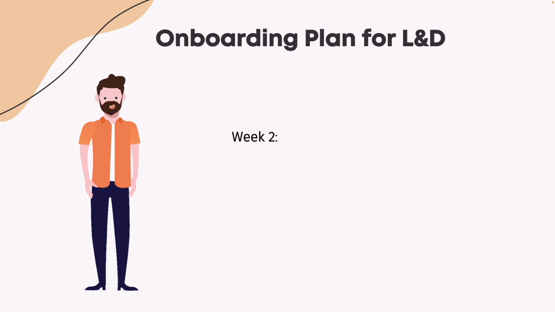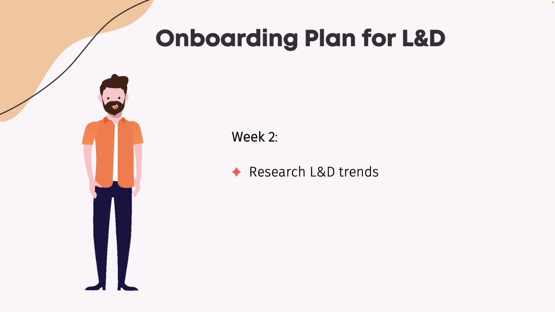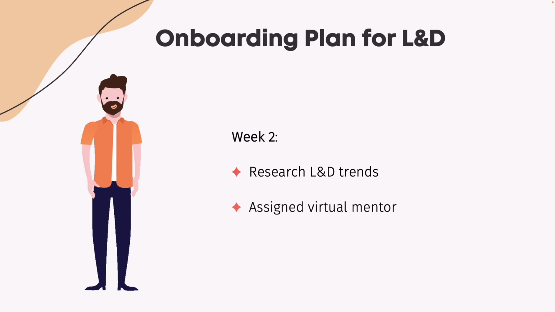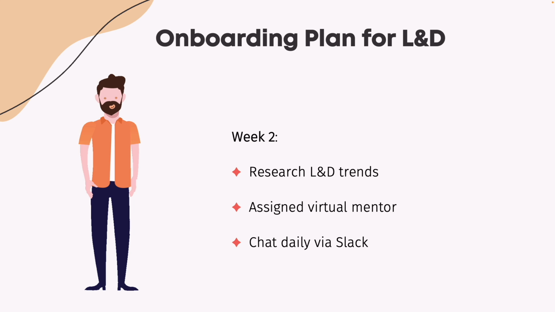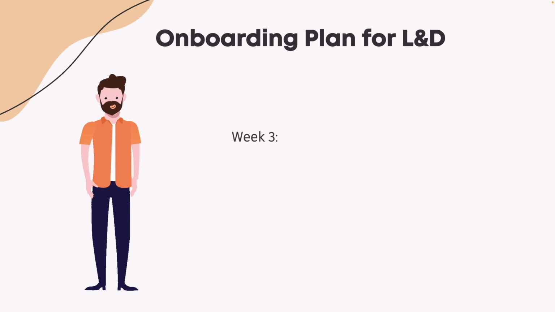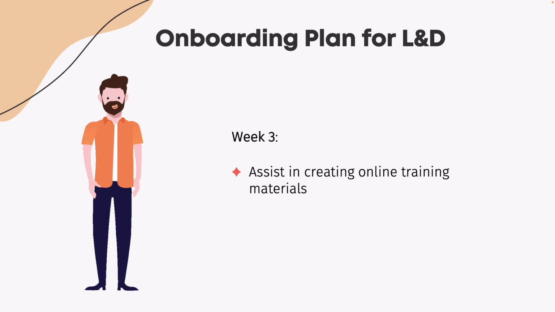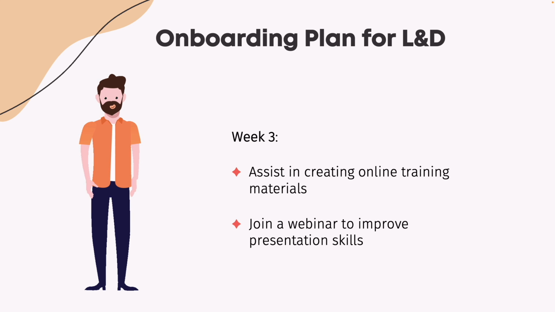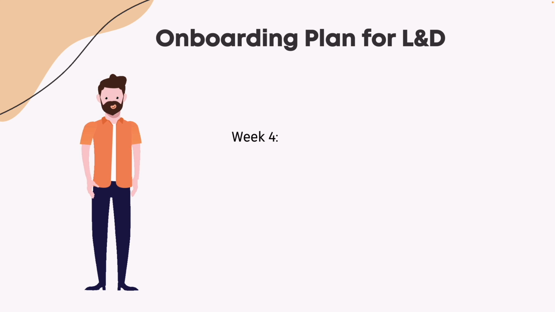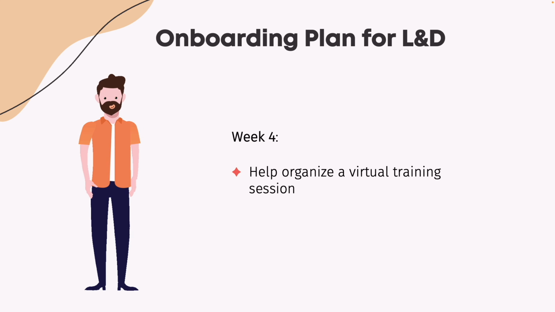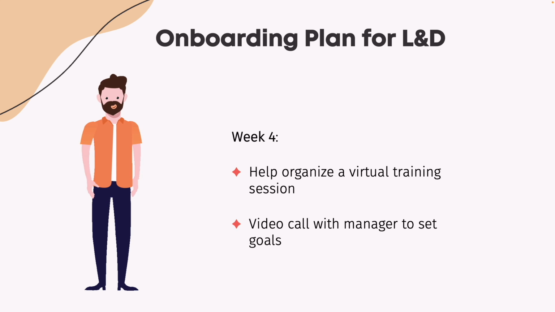In week 2, Taylor will start with some easy tasks like researching L&D trends. They'll get a virtual mentor from the team to guide them, and they'll chat daily via Slack. In week 3, Taylor will assist in creating online training materials. They'll join a webinar to improve their presentation skills. And in week 4, Taylor will help organize a virtual training session. They'll have a video call with their manager to set some goals for the next month as well.